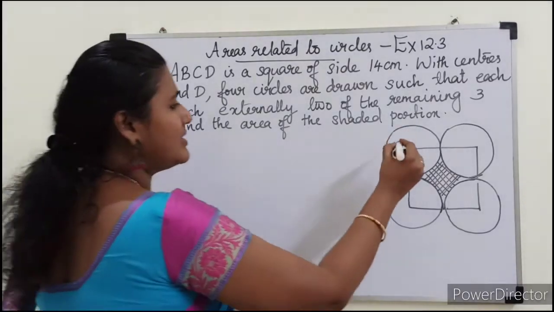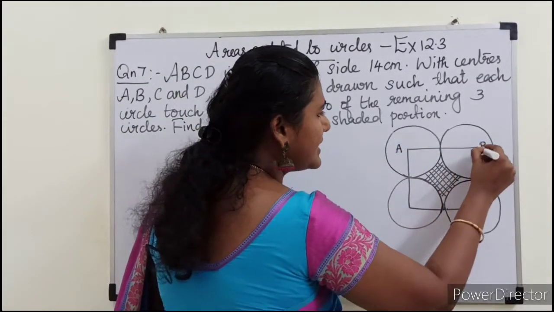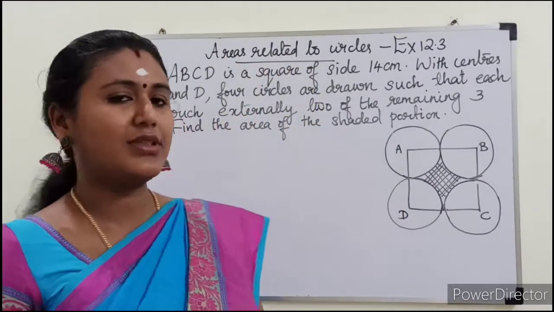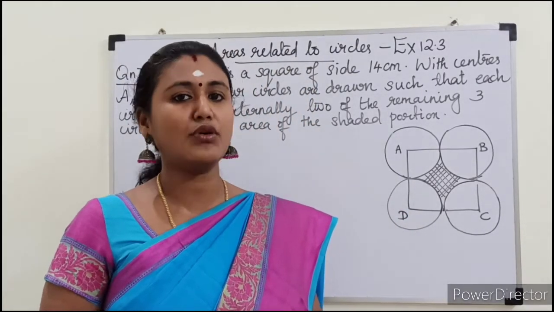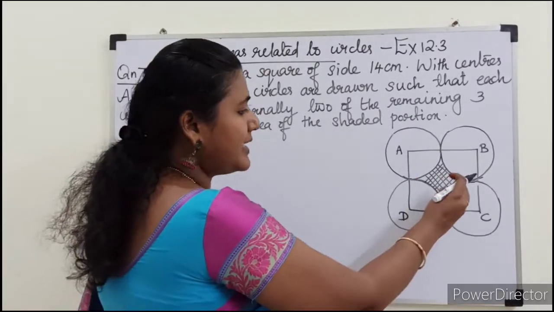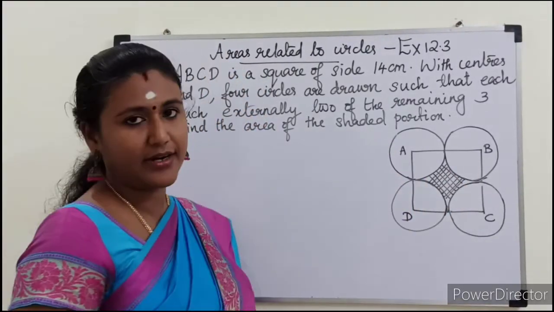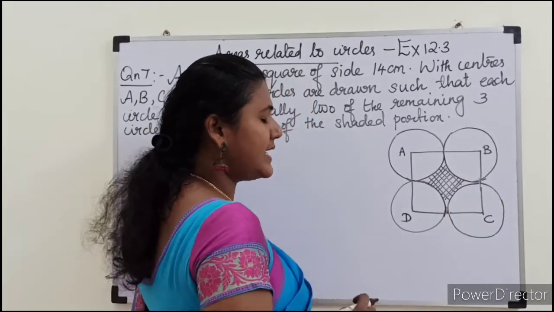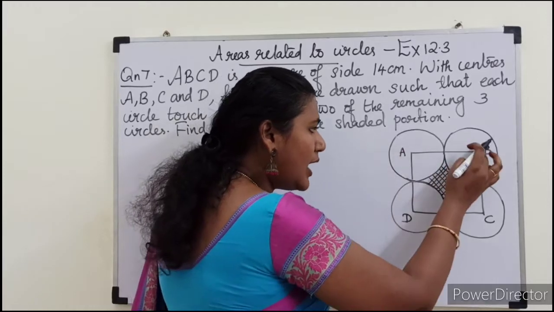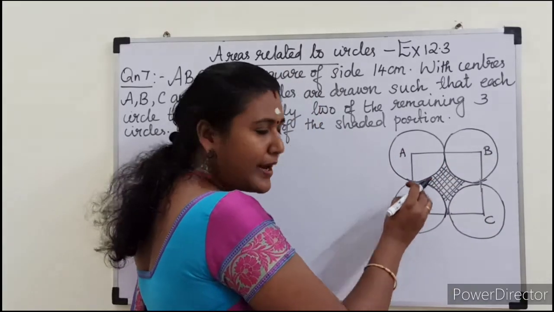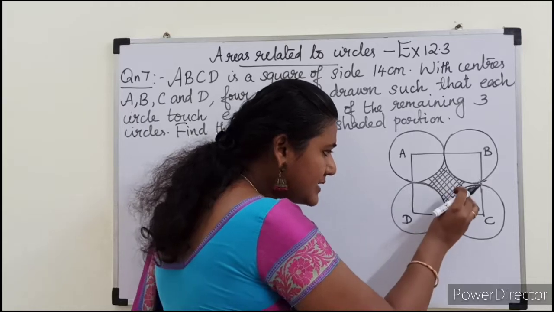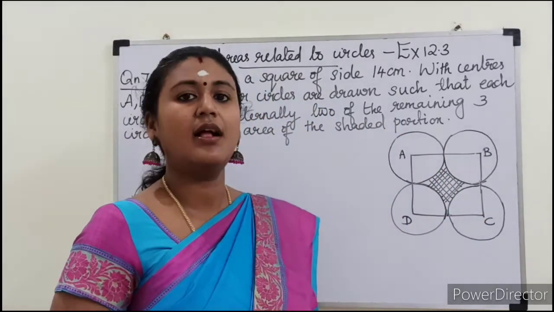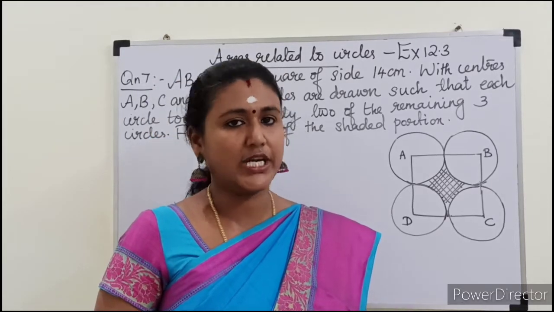So here we have a square ABCD, and with the vertices of the square as centers, we have 4 circles. We have to find the area of this shaded region. Actually this question is very easy, because if you subtract these 4 sectors from the area of the square, then we will get the area of the shaded portion.